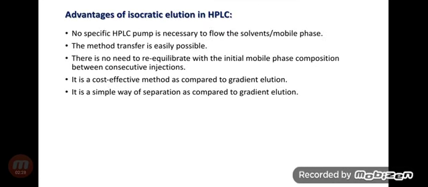Now we will move to the next slide, advantages of isocratic elution in HPLC. No specific HPLC pump is necessary to flow the solvents or mobile phase. The method transfer is easily possible. Therefore, there is no need to re-equilibrate with the initial mobile phase composition between the consecutive injections. It is a cost-effective method as compared to gradient elution. It is a simple way of separation as compared to gradient elution.